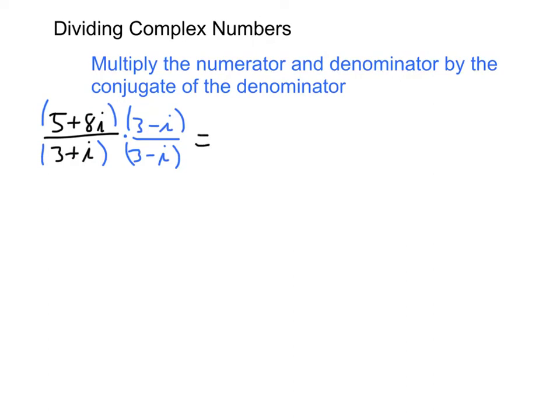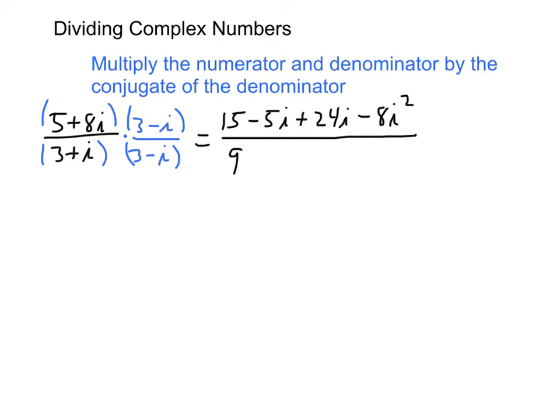So in the numerator, I'm going to do the first, the outers, the inners, and the last. So 5 times 3 is 15. 5 times negative i is negative 5i. 8i times 3 is 24i, so plus 24i. And then 8i times negative i is negative 8i squared. Now I know I can simplify that, but I'm just going to write it that way for now, and I'll simplify it in the next step. In the denominator, we have 3 times 3 is 9, and then minus 3i for the outers, and plus 3i for the inners, and then minus i squared for the lasts.